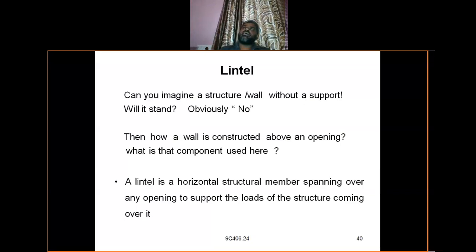When the loads act directly on the door frame, it may be bent, may be damaged. So we have to distribute the load such that it will not act on the opening, right? For that purpose we are using lintels. Then how is a wall constructed above an opening? A lintel is a horizontal structural member spanning over any opening to support the loads of the structure coming over it. So lintels are provided for doors and windows also, right?